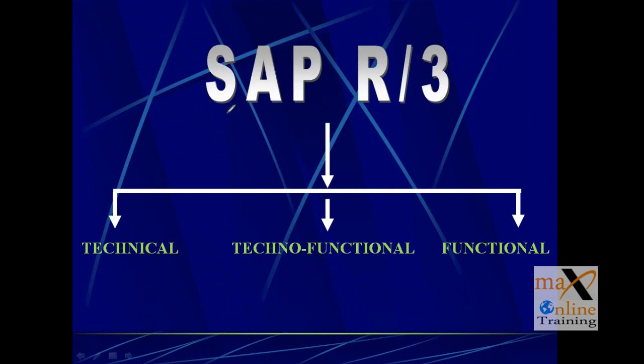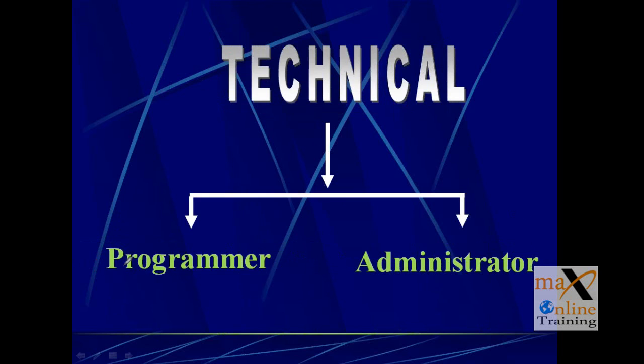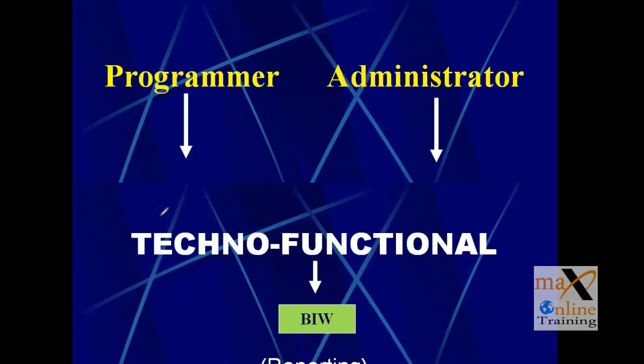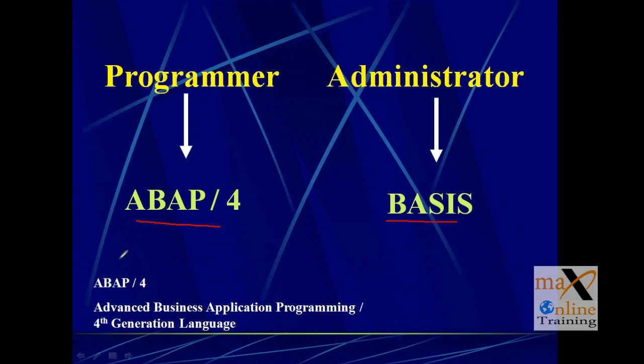See, then we'll go for the SAP architecture. SAP has been bifurcated into three different categories. One is technical, techno-functional, and functional. Under technical, it has been again bifurcated into two different categories. One is ABAP, another one is Basis. Here, ABAP stands for Advanced Business Application Programming, which is purely a programming language. Here's nothing but a programmer, and here's nothing but an administrator, dealing with the client, servers, users, passwords, LAN connections. Everything will be taken care of by your administrator.